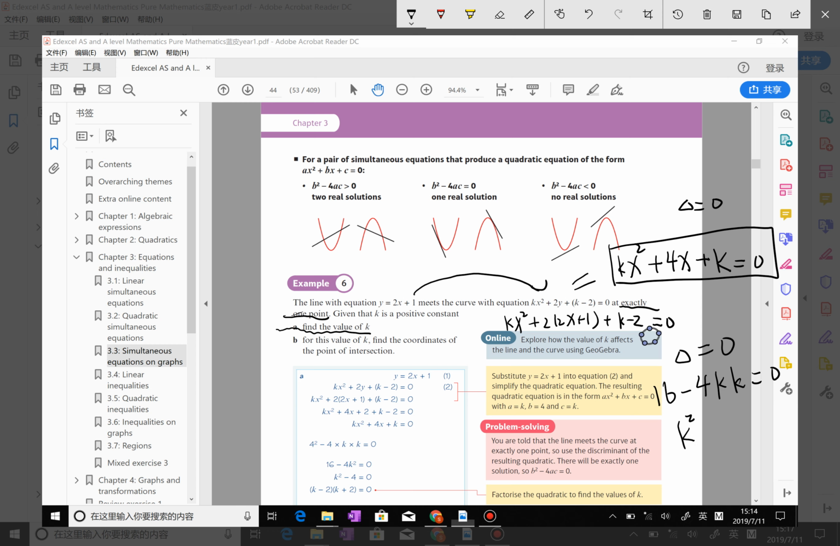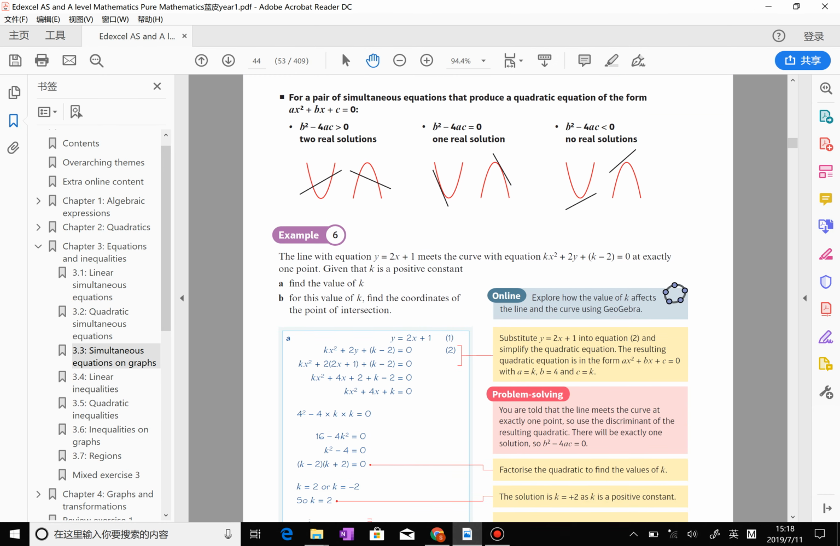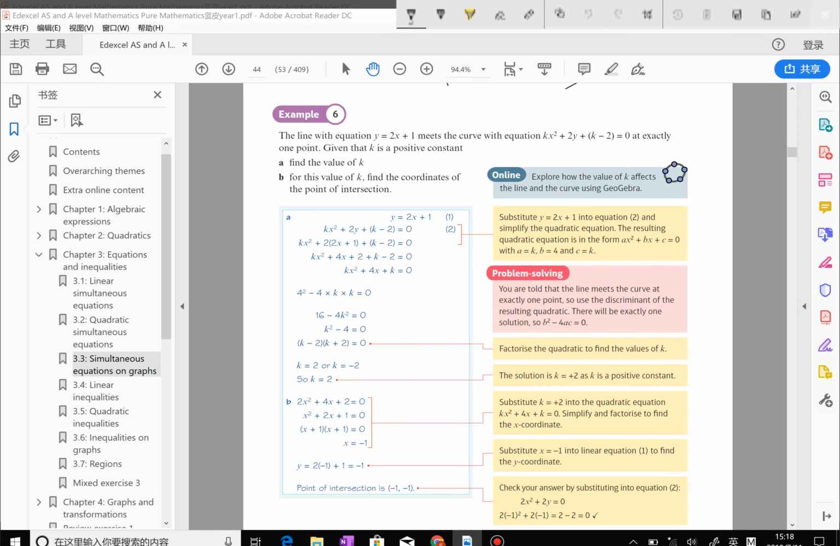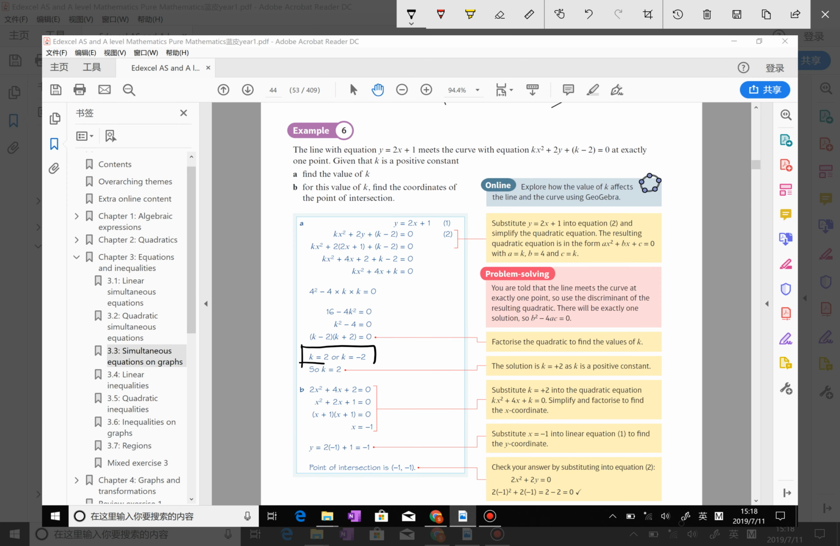So we have k squared equals 4. Then what's going to be? We have k equals plus or minus 2. One is positive 2, another is negative 2. So let's look at the problem. However, the problem says k is a positive constant, so we need to disregard k equals negative 2. So k can only be 2.